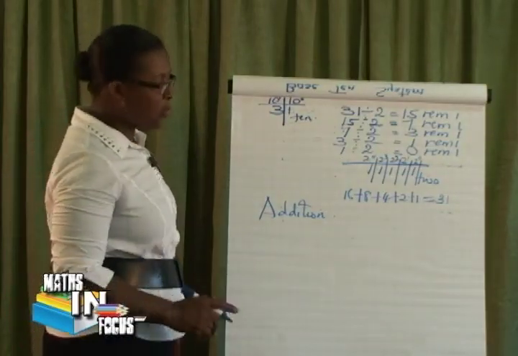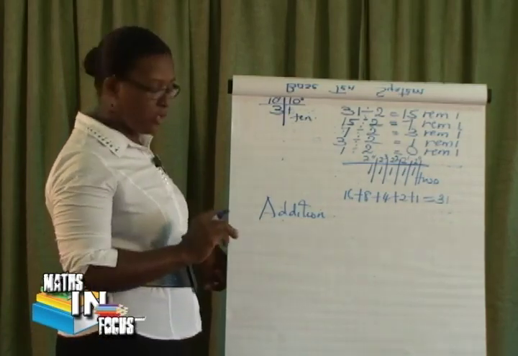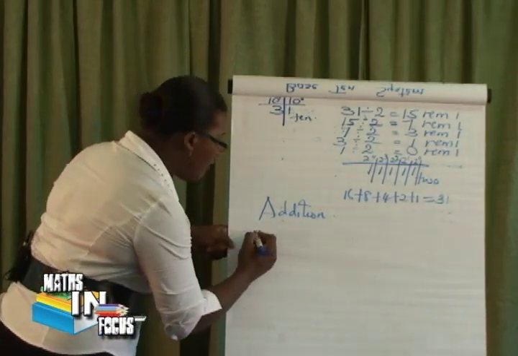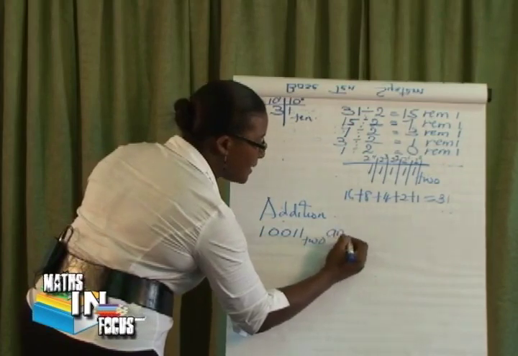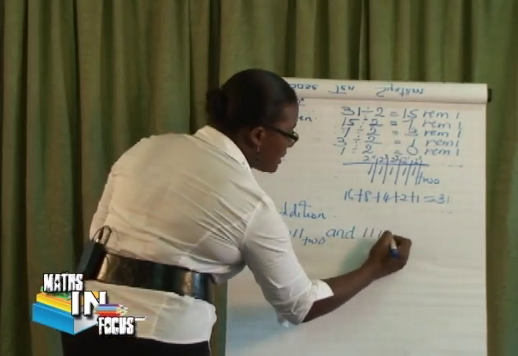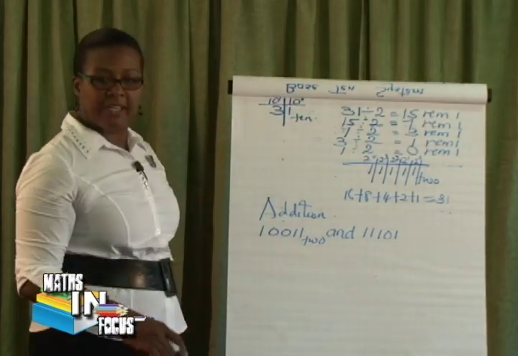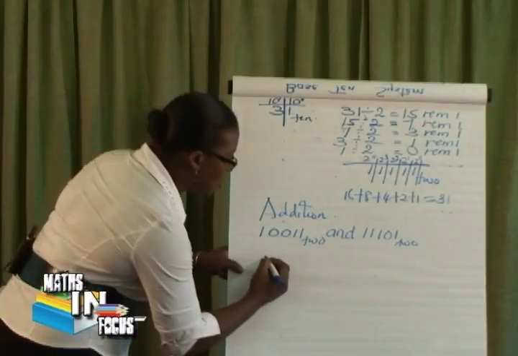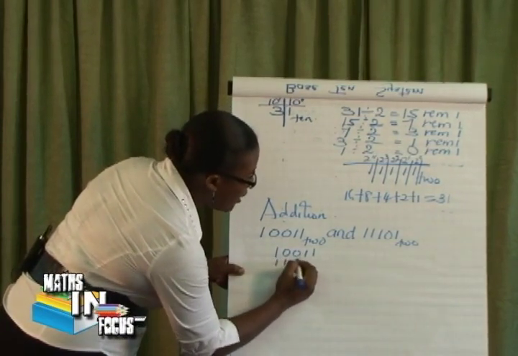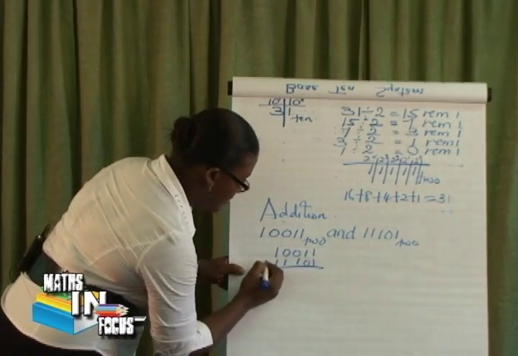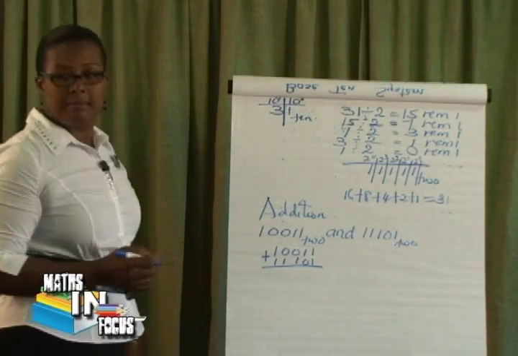Now let us proceed. We want to perform the operation of addition in base 2. So we're going to find the sum of 10011 and 11101. We want to find the sum of those two numbers, and they are both written in the base 2. So we set them down as we would normally do in base 10. So we have 10011 and we have 11101. And we're going to find the sum. Now remember, we can only use zeros and ones.